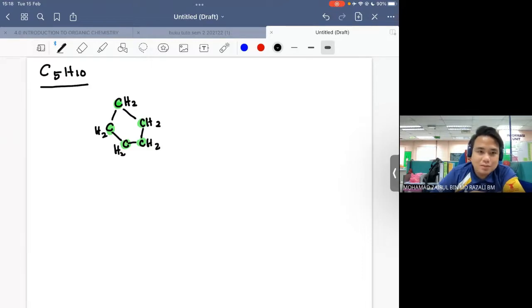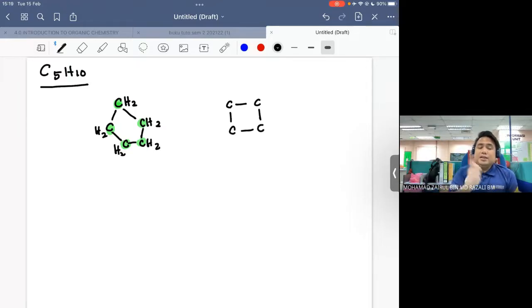Siapa boleh jawab? Dia bentuk apa? Polygon yang ada 4 corner. Dia bentuk, yes betul, dia bentuk square. Awak lukislah dulu square. Okay, so sekarang ni kita tengok dia mesti ada 5 carbon. Yang awak baru guna ni baru 4 carbon. So lagi 1 carbon tu dia akan jadi branch. So and then we can fill up with hydrogen. So CH2, CH2, CH2, CH, CH3.